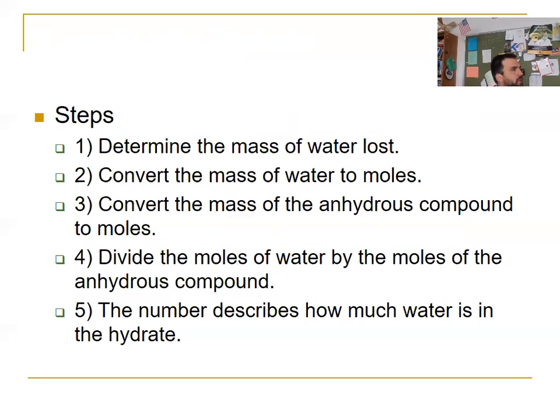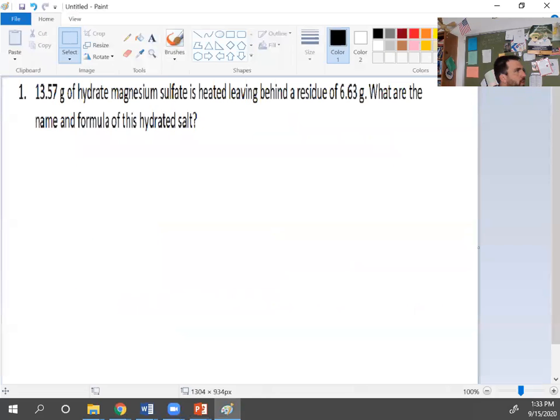Then you got to do the same thing for step 3. You got your mass of your anhydrous converted to moles, okay? Mass of your anhydrous to moles. Then you're going to divide moles of water by the moles of the anhydrous compound. So it will be step 2 divided by step 3. And then your answer for that is the number that goes in front of your formula.